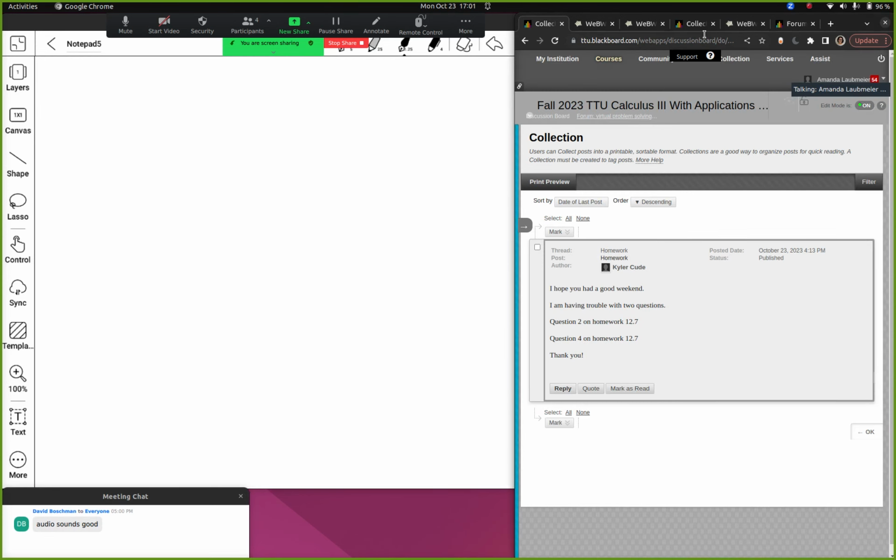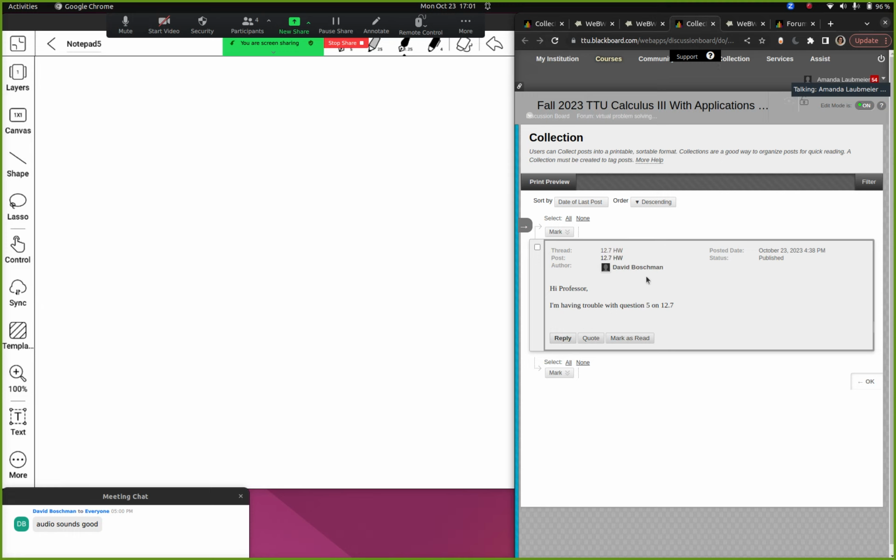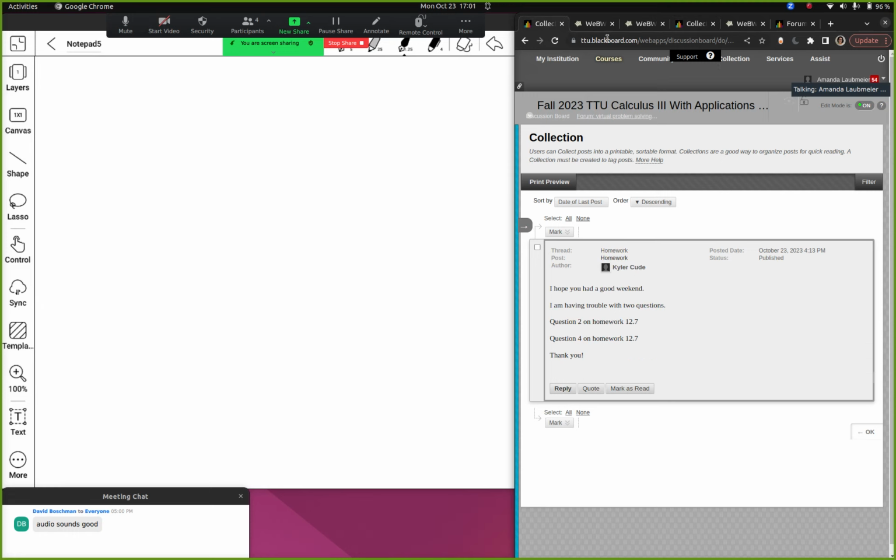So there are 3 requests in the problem solving session. I'm going to apologize in advance. I got sick this weekend and my mouth and throat are still kind of weird, so sorry if it's hard to understand me sometimes. But there were 3 requests: problems 2, 4, and 5 in section 12.7. So I'm just going to go through them in order, because that's the same order you all will work on them in.